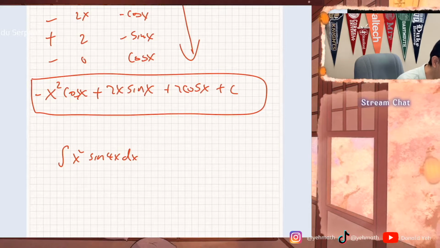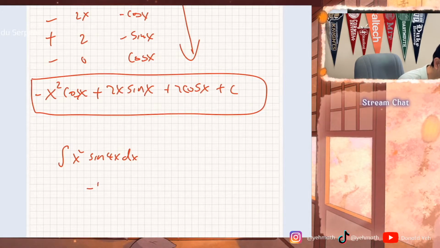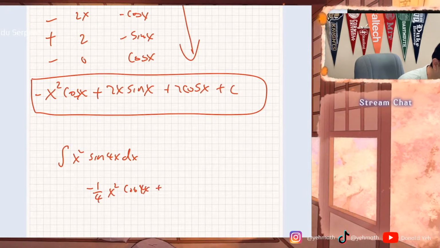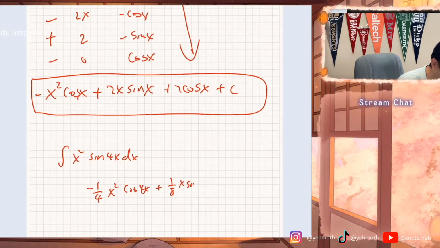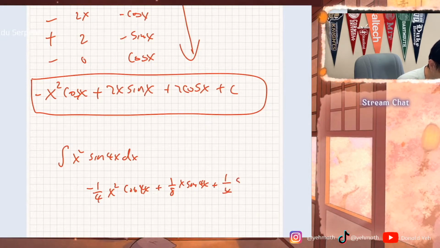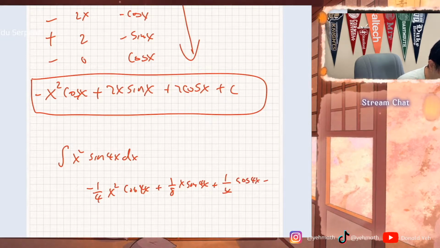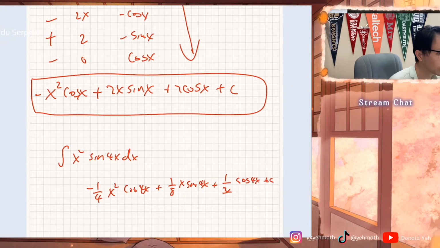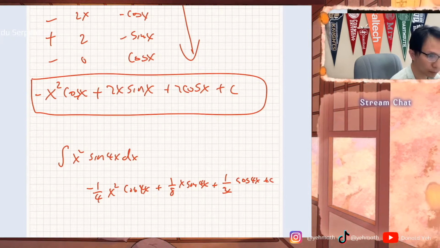So the answer is going to be negative 1 over 4 x squared cosine of 4x plus 1 over 8 x sine of 4x, and then plus 1 over 32 cosine of 4x plus c. I was getting that though, so I was right.